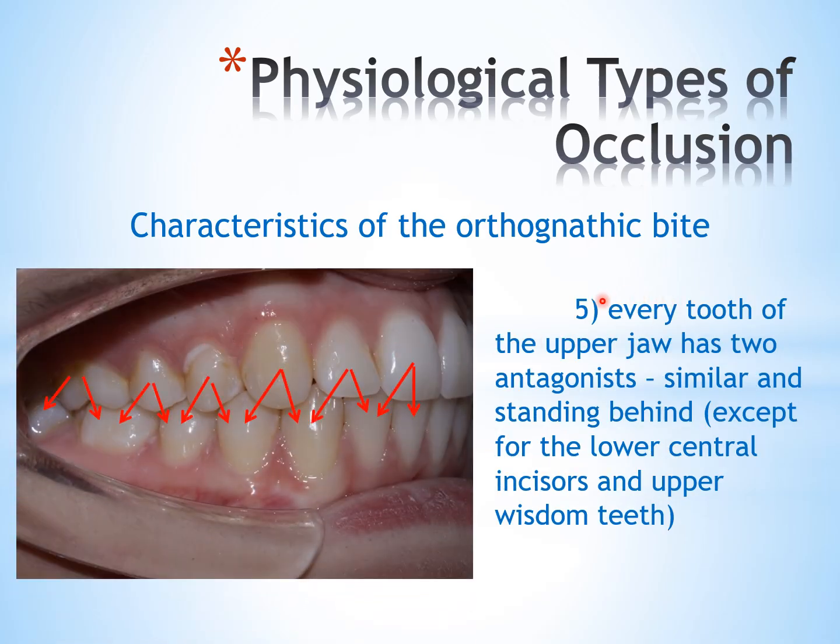Fifth one, every tooth of the upper jaw has two antagonists, similar and standing behind, except for the lower central incisors and upper wisdom teeth.